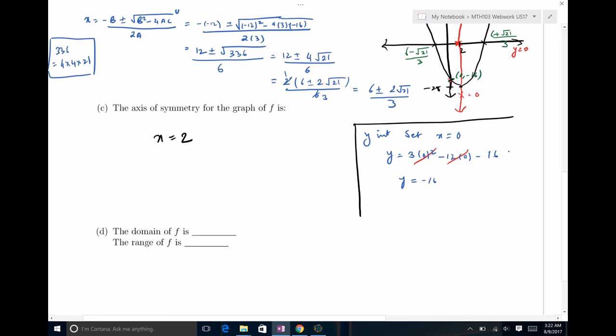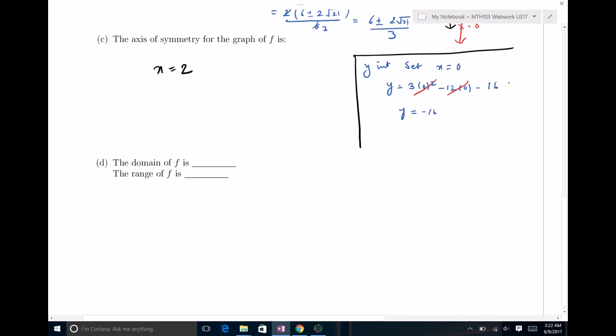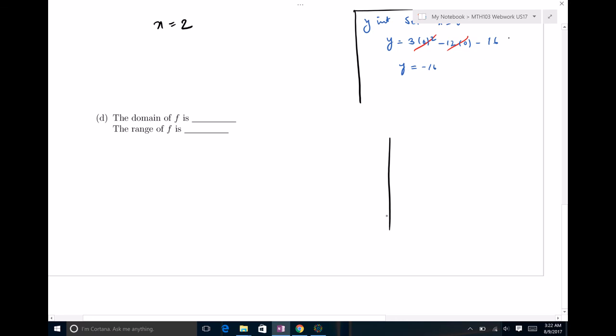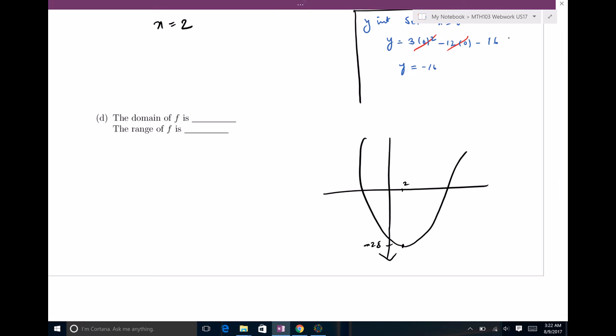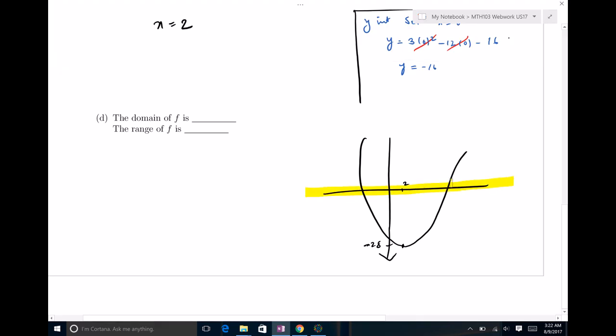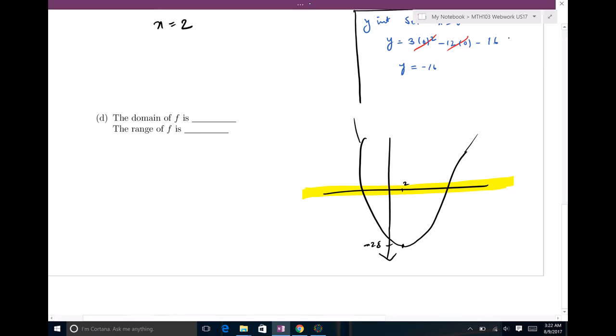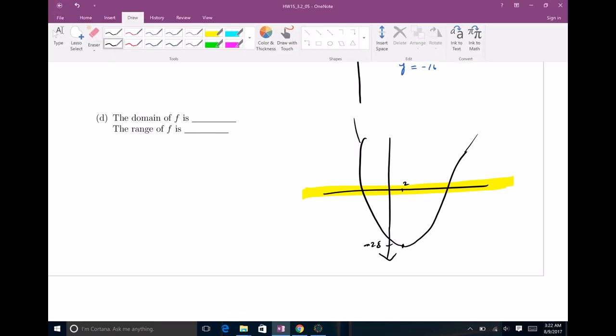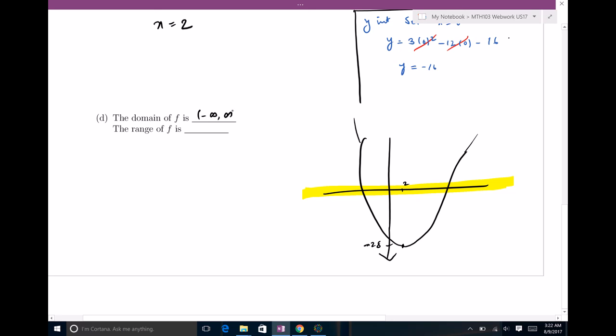And finally, you want to know what the domain and range of f are. Now to do this, I'm going to quickly draw the picture here again. So we had 2 and we had negative 28, and this was the vertex, and it goes up like this, the parabola. So now the domain of the parabola is all the possible x values that can be taken, and you'll see that there's no restriction on the x values. The parabola will extend infinitely in both directions. And so the domain of f in this case is negative infinity to positive infinity.